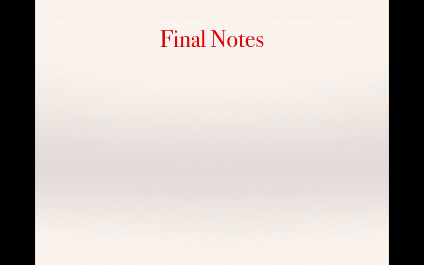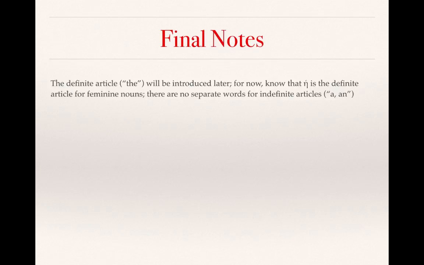All right, a few brief final notes before we have our first translation together. The definite article "the" will be introduced later. So for now, all that you need to know is that "he" is the definite article for feminine nouns. There are no separate words for indefinite articles, "a" or "an", in Greek.